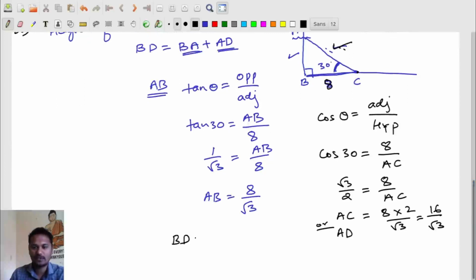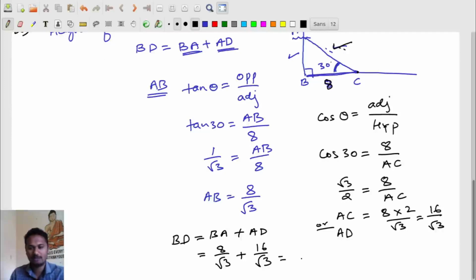That is our BD here, BA or AB plus AD. And what is AB here? 8 by root 3 and AD is 16 by root 3. So how to add these two? 8 by root 3 and then 16 by root 3. So just a fraction addition. We have the same denominator, keep root 3 here and then 8 plus 16, and 8 plus 16 is 24 divided by root 3.